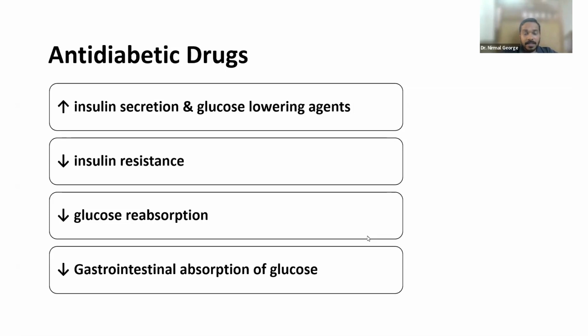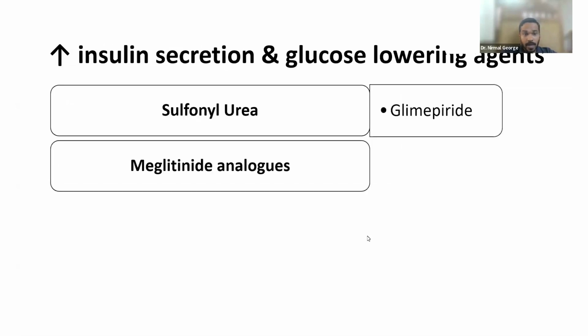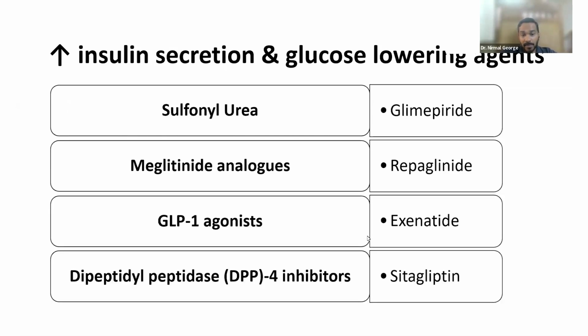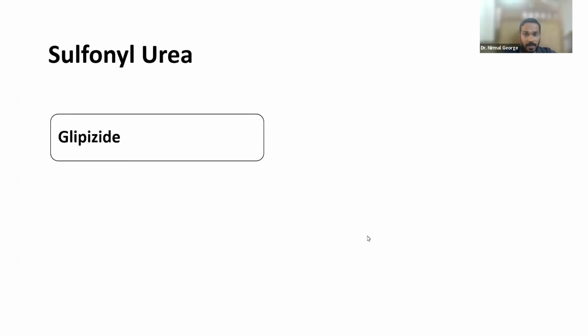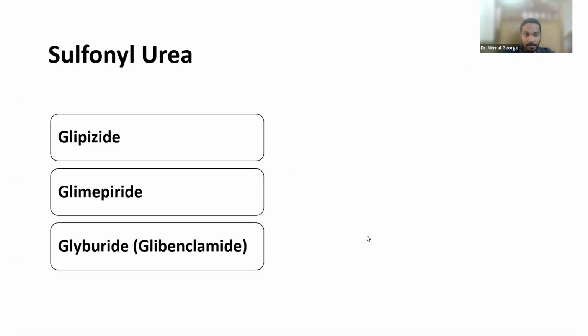So the agents that increase insulin secretion include many agents. These include sulfonylurea, meglitinide analogs, GLP-1 agonists, and dipeptidyl peptidase 4 inhibitors. So we'll see sulfonylureas first. There are three sulfonylureas used for the treatment of type 2 diabetes mellitus. These include glipizide, glimepiride, and glyburide. Glyburide is also known as glibenclamide.